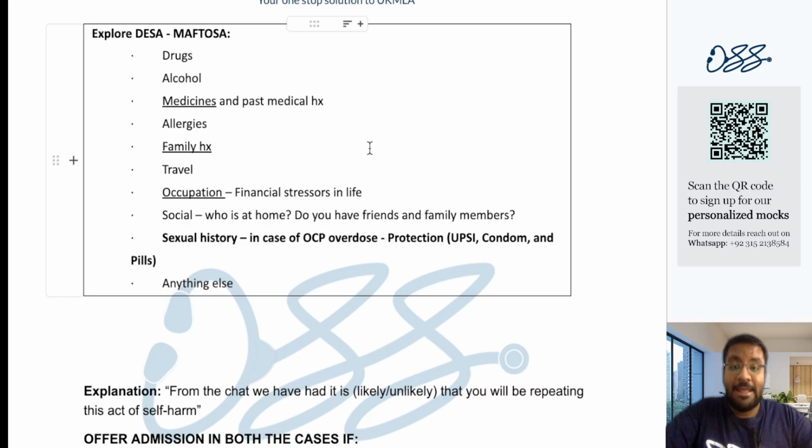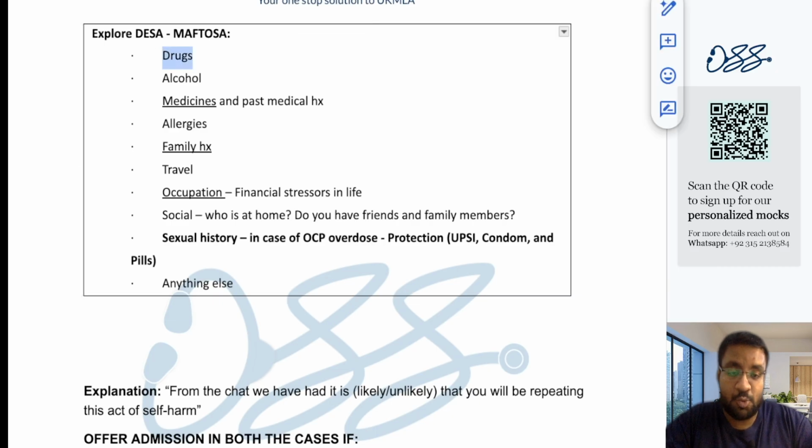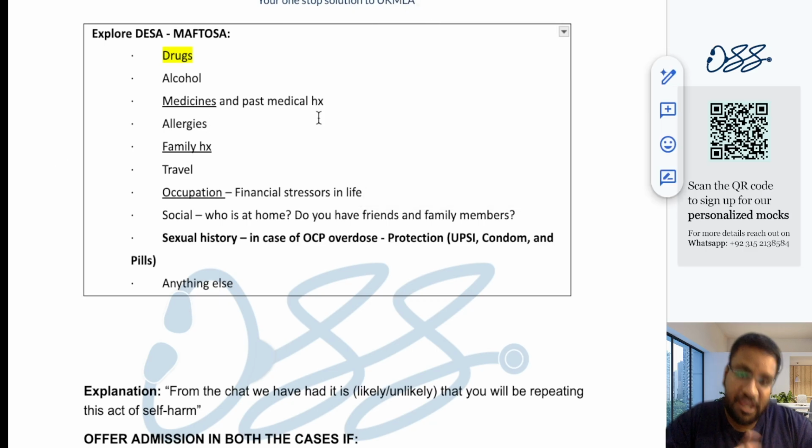Now DESA and MEFTOSA both, because there are a few factors that you may pick up from the DESA, and a few factors that you may pick up from the MEFTOSA. So you need to make sure that your fourth layer is combined between DESA and MEFTOSA. In the DESA, diet is not that relevant. So the drugs: somebody who is doing drug abuse is automatically at a high risk of suicide. The drug abusers do end up taking their lives. You need to keep that in mind.